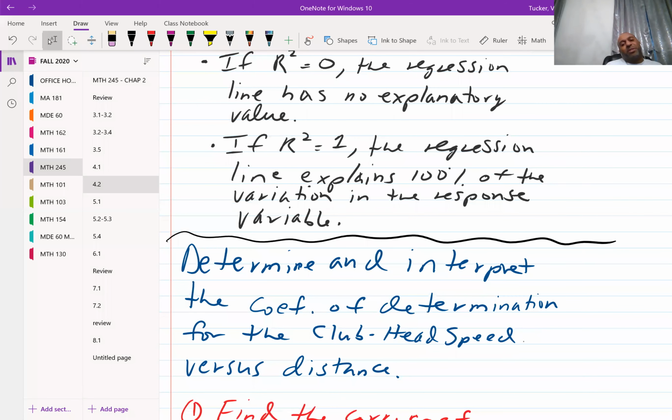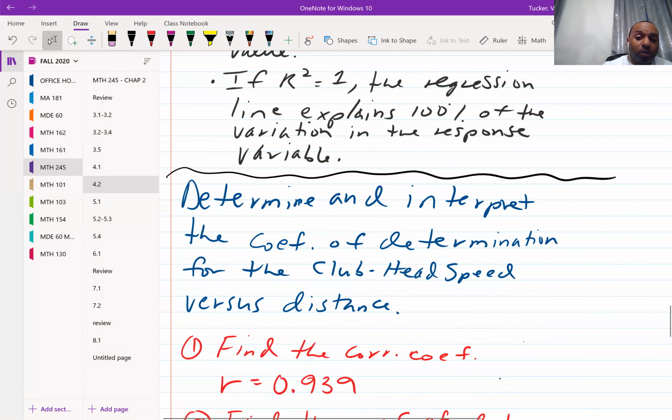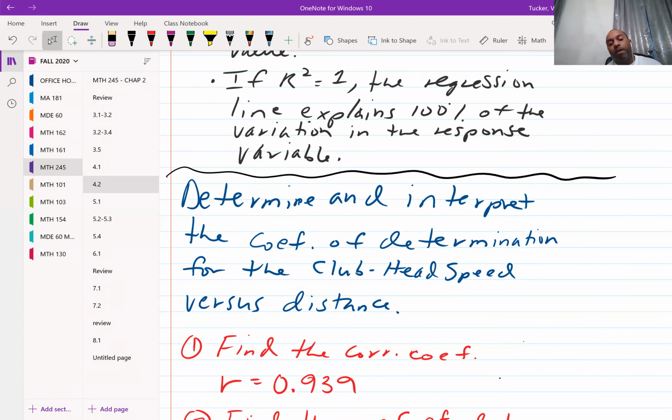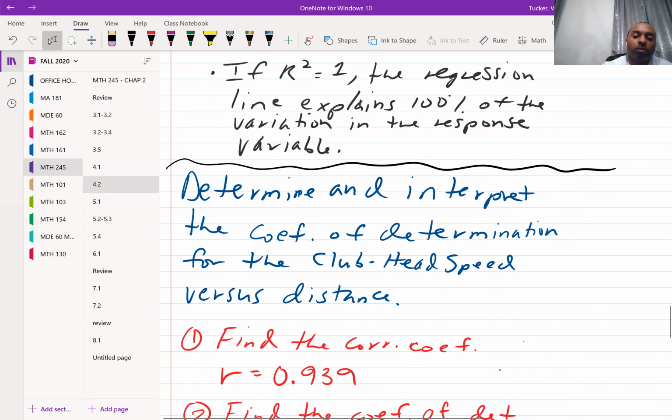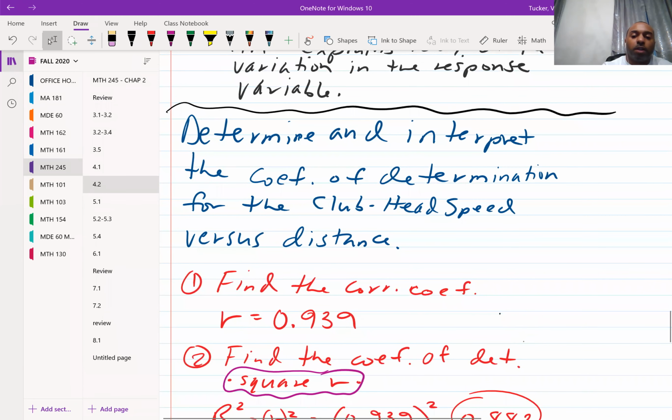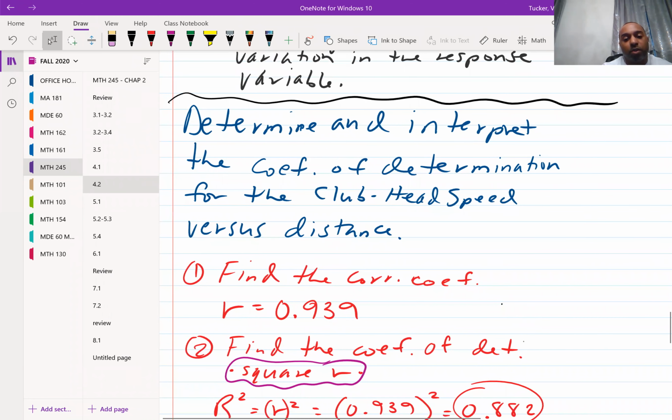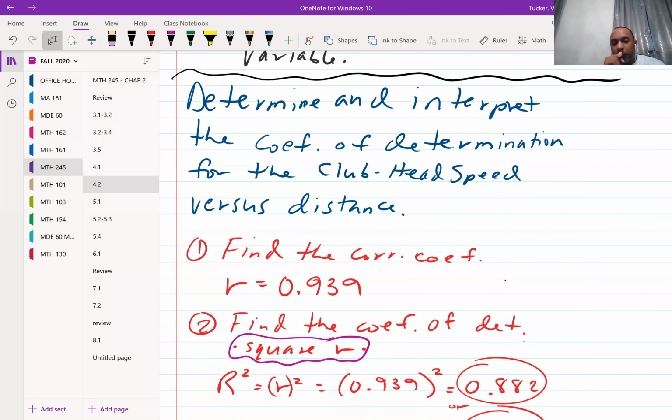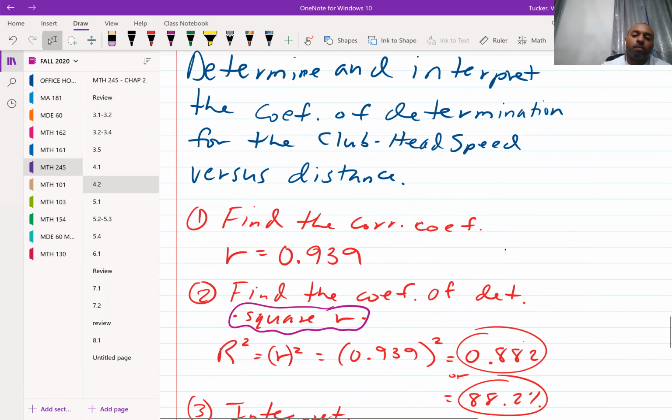All right. So we want to determine and interpret the coefficient of determination for the club head speed versus the distance. So first step, we want to find the correlation coefficient. We've already done that. R was equal to 0.939. Then find the coefficient of determination. That means you're going to square R. And that's 0.882, or it could be interpreted as 88.2%. Give you a chance to write that.